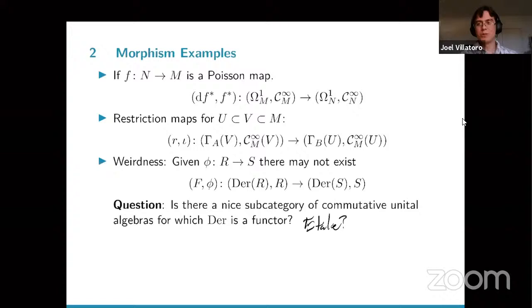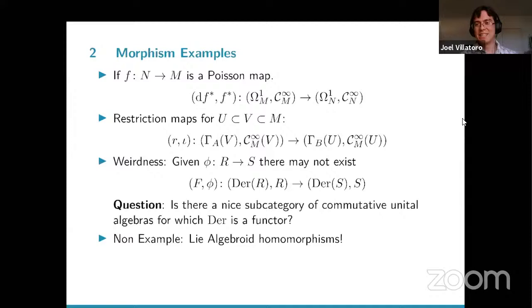But I won't go into it too much. All right, so non-example, Lie algebroid homomorphisms. Lie algebroid homomorphisms are not morphisms of Lie-Reinhart pairs. So this is kind of weird, right? Because Lie algebroid homomorphisms are the things that you usually study when studying Lie algebroids. So that means that we have some work to do.